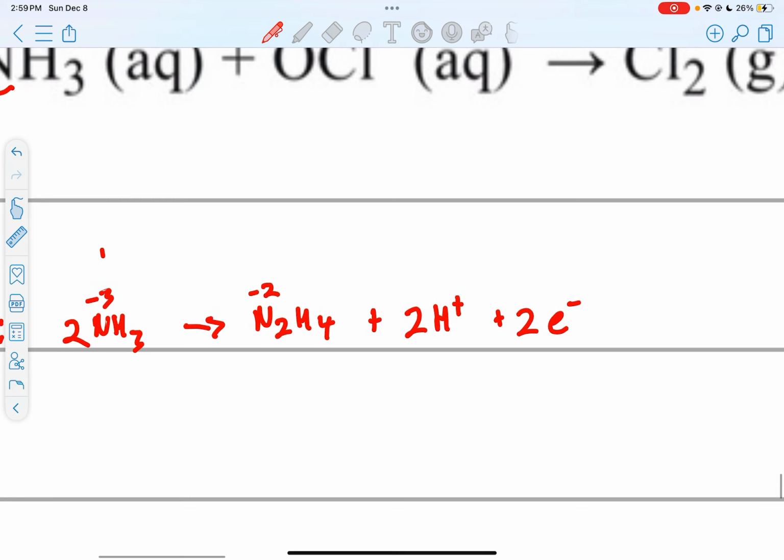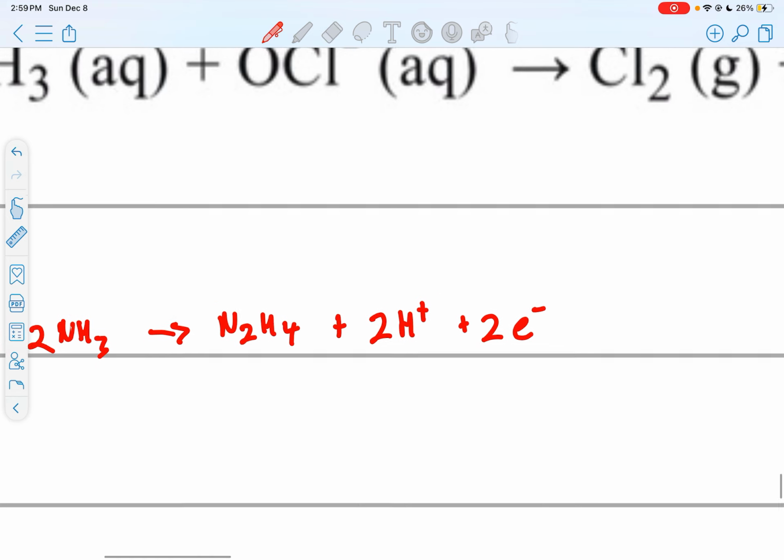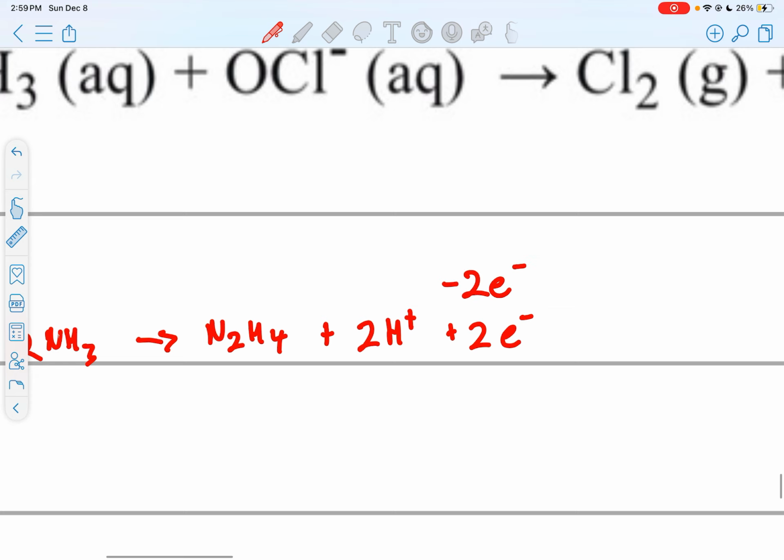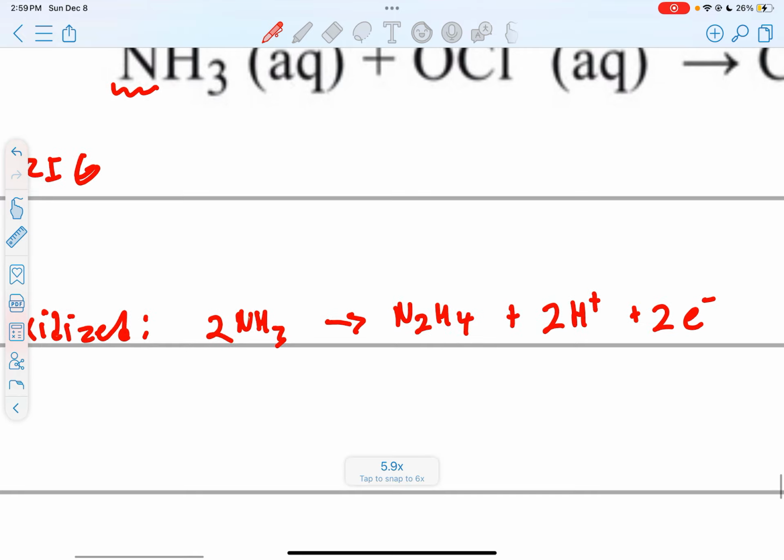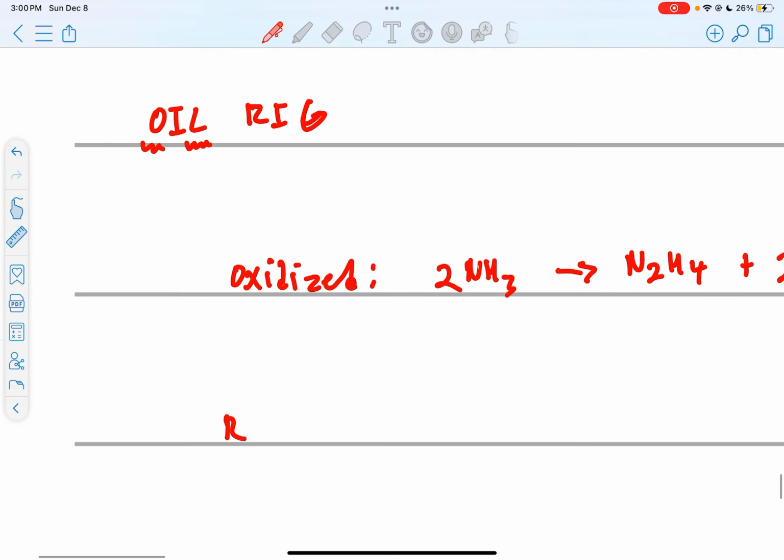Because these nitrogens gain 6 electrons in total, these nitrogens only gain 4 electrons in total, which means we're going to give them an additional 2 electrons. Important thing to note is you can never subtract electrons, you can only add electrons. So this will never be -2 electrons or anything on either side. Okay, so this is balanced. Next, we can look at what's being reduced.